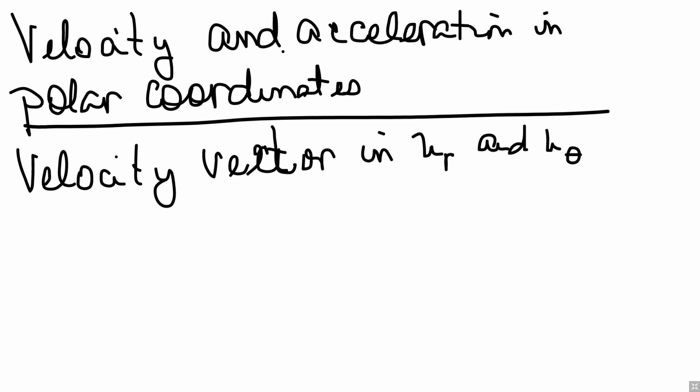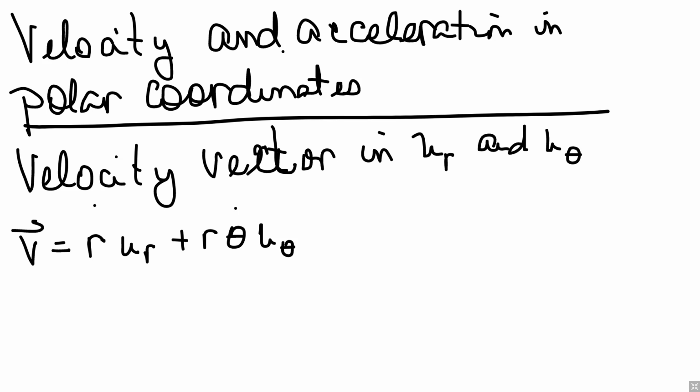Okay, so the velocity vector is going to be equal to r dot u of r plus r theta dot u of theta. Now, what the dot above the r and theta means is that you're going to take the derivative of it. So one dot means the first derivative. If it was two dots, it would be the second derivative.